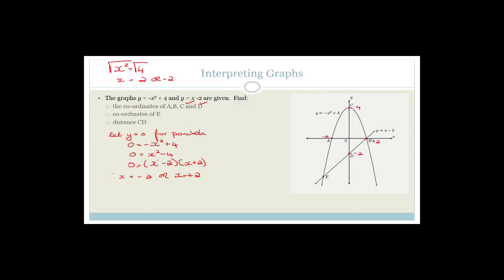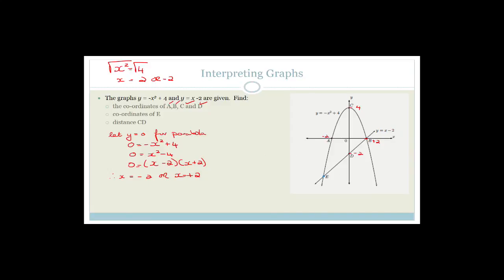Solve it as a difference of two squares, and then you don't have that possible mistake of losing that one variable. Okay, so now we've got A and B is minus 2, plus 2, C and D. So we found all those, okay? Now it says they want the coordinates of E. So what is E? E is where the two graphs cut.